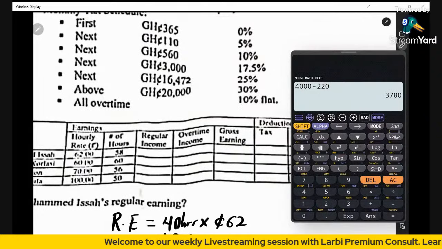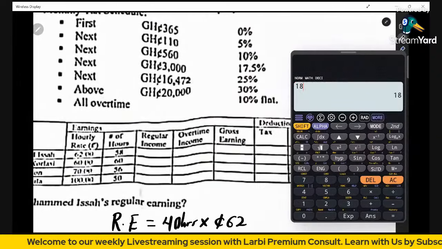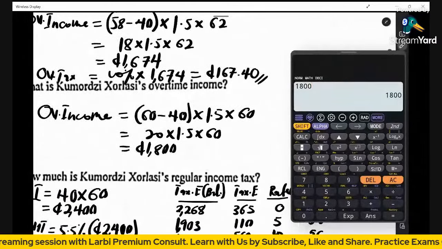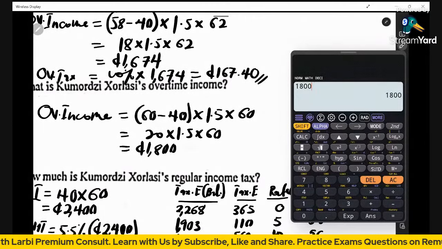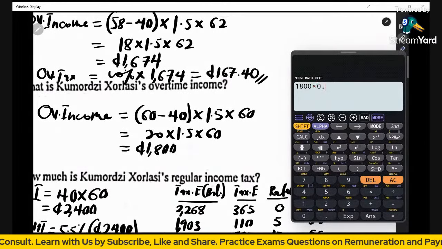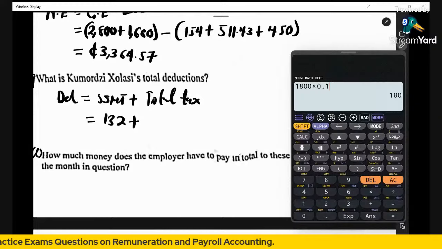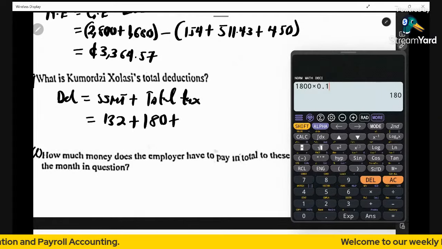10% flat. So we'll say 1,800, Zolasi's overtime income, which is here, multiplied by 10%, we go for 0.1, and we get 180. So that becomes his overtime tax as the expense. So you bring that in there, and then you go for his regular income tax.